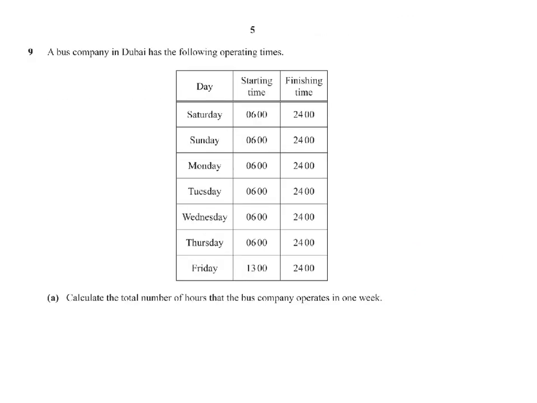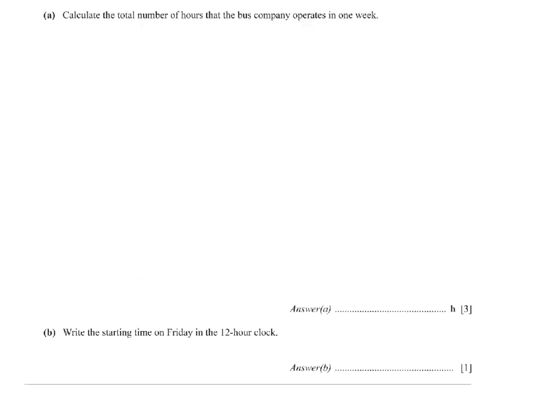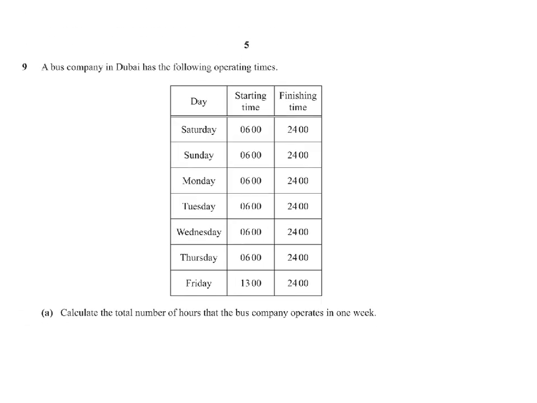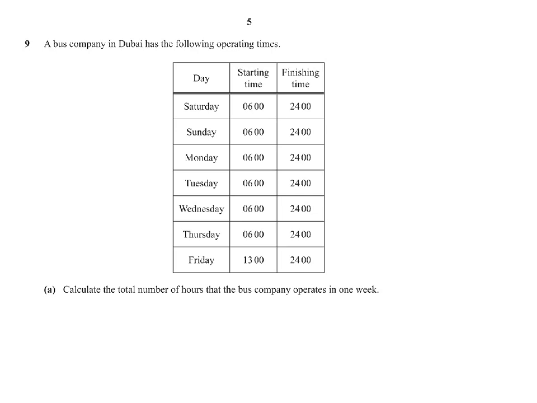So question 9 already. A bus company in Dubai has the following operating times. So the day: Saturday, Sunday, Monday, Tuesday, Wednesday, Thursday, Friday, and then starting time and finish time. And then it says calculate the total number of hours that the bus company operates in 1 week. And if I just scroll down a little bit, you'll see that's 3 points to count how many hours it operates. Well, that's very kind of them.